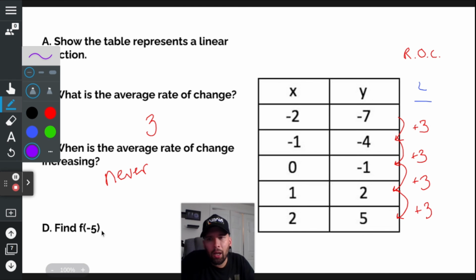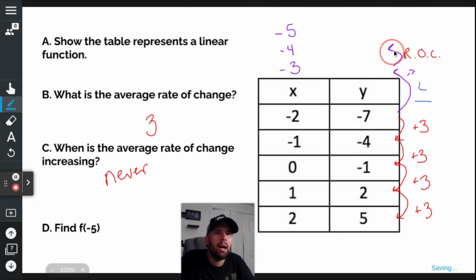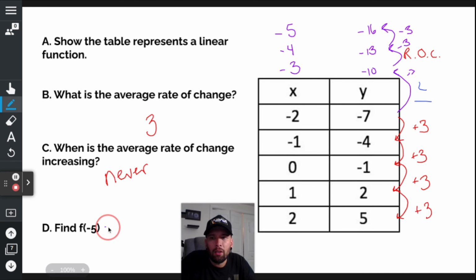Very similar to a previous problem that we did just like 2 minutes ago. I now need to find f of -5, which means I'm going to go back to -3, -4, and -5. If going this way was +3, then going this way is going to be -3, and then -3, and then -3 again. So -7 minus 3 is -10. -10 minus 3 is -13. -13 minus 3 is -16. F of -5 is -16.